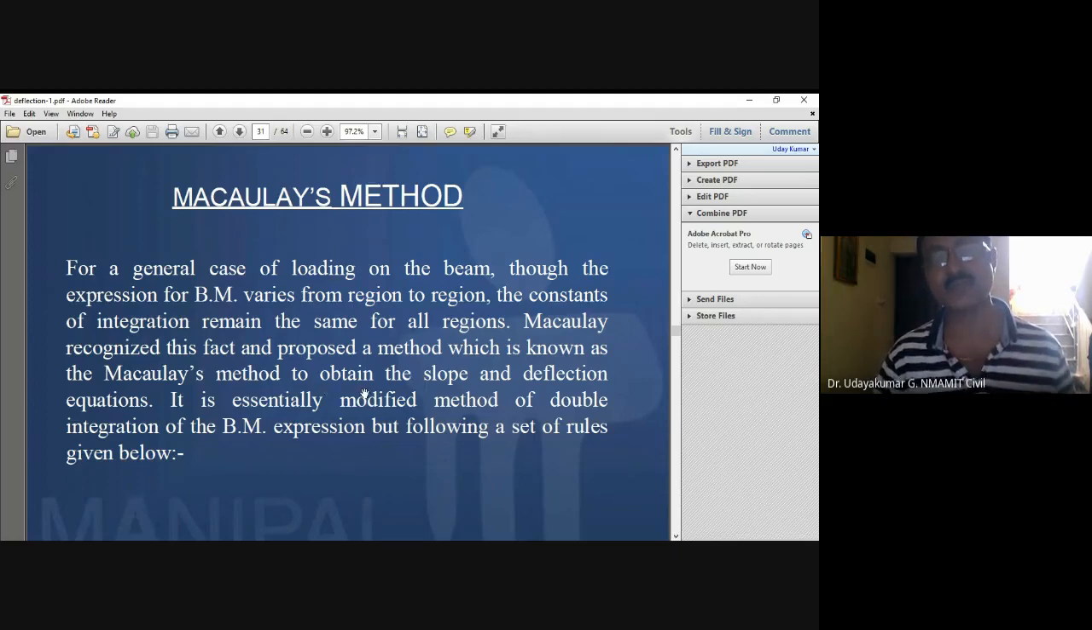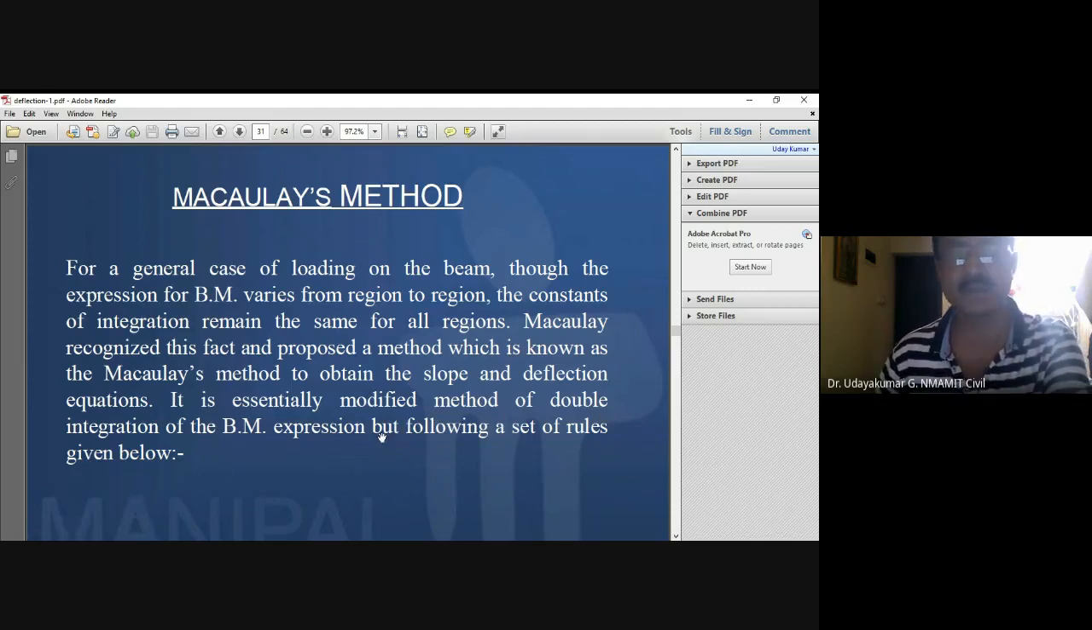It is a special method in which the way of integration is carried out. For a general case of loading, whatever the type of loading, though the expression for bending moment varies from region to region, the constants of integration remain the same for all regions. Macaulay recognized this fact and proposed a method known as Macaulay's method to obtain the slope and deflection equation.